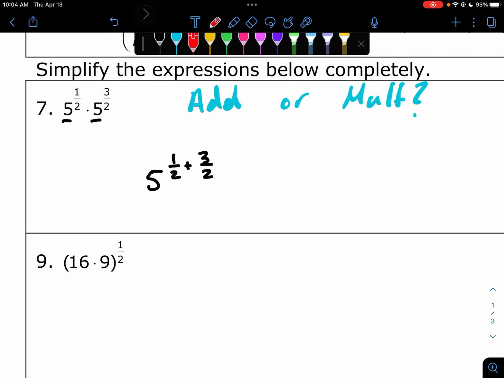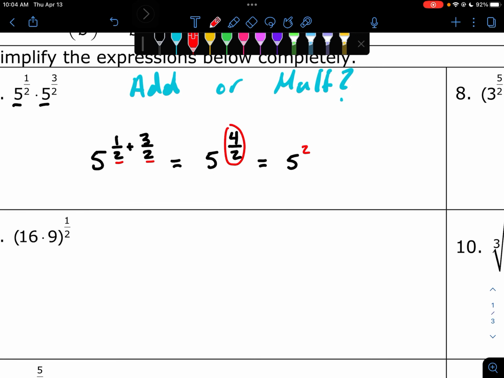Just a quick refresher for some exponents right here. I see that they have the same base, so I'm going to just add across for their numerators. So I get 4, and the denominators remain the same as a half. So 5 to the 4/2. I can reduce that fraction up in an exponent, and I get 5 squared. Lastly, 5 squared, I know that is 25.